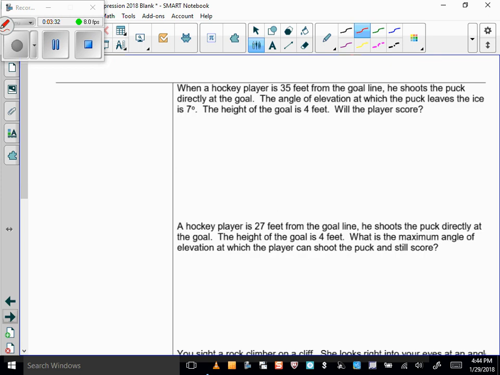Okay, what do we got next? We got a hockey player. All right, let's see. He's 35 feet from the goal line. So I'm going to put my goal here. Here's our goal. That's a good looking goal. And the player is 35 feet out. So he's right here. This is 35 feet. He shoots the puck directly at the goal.